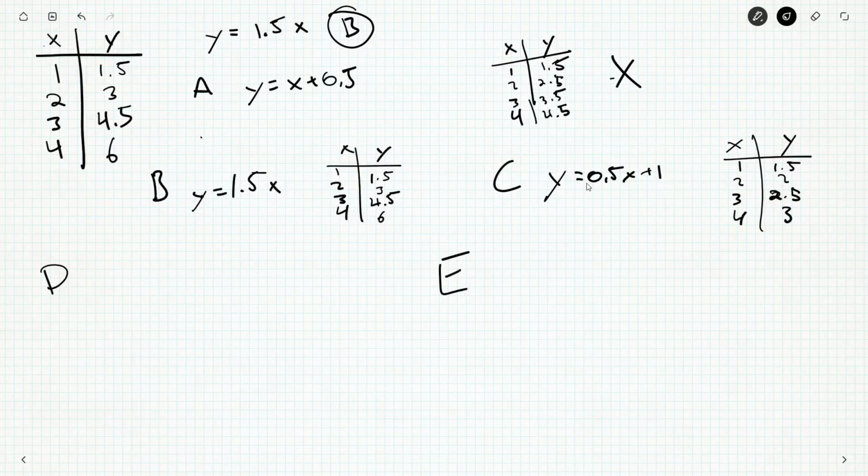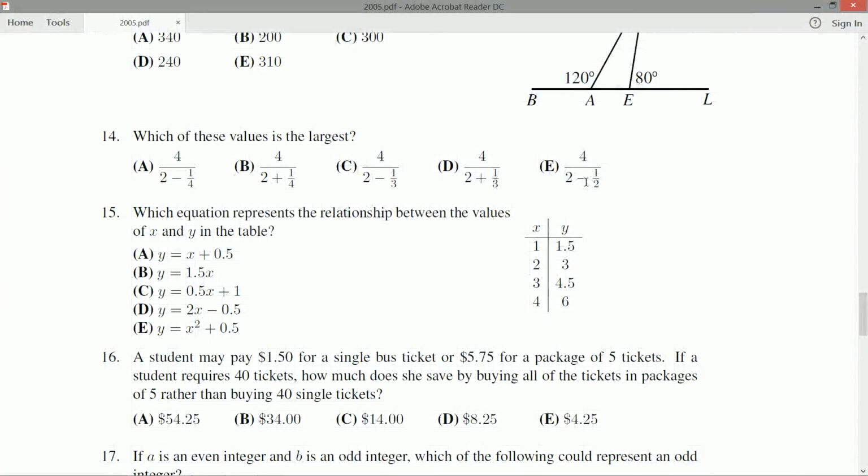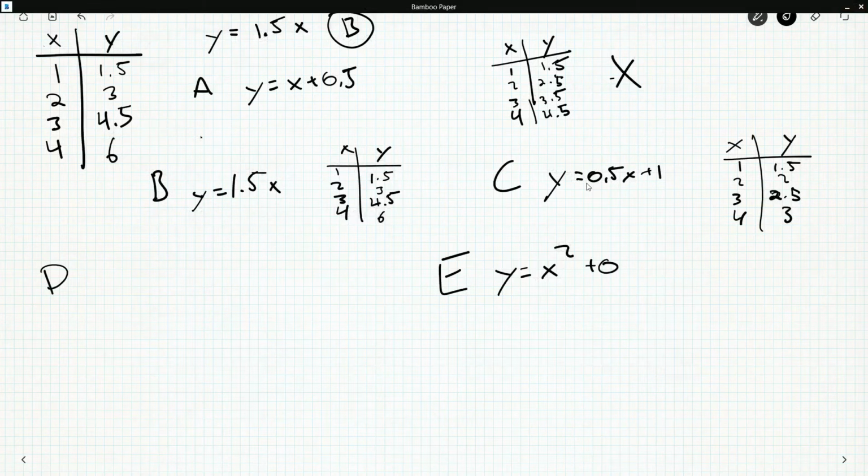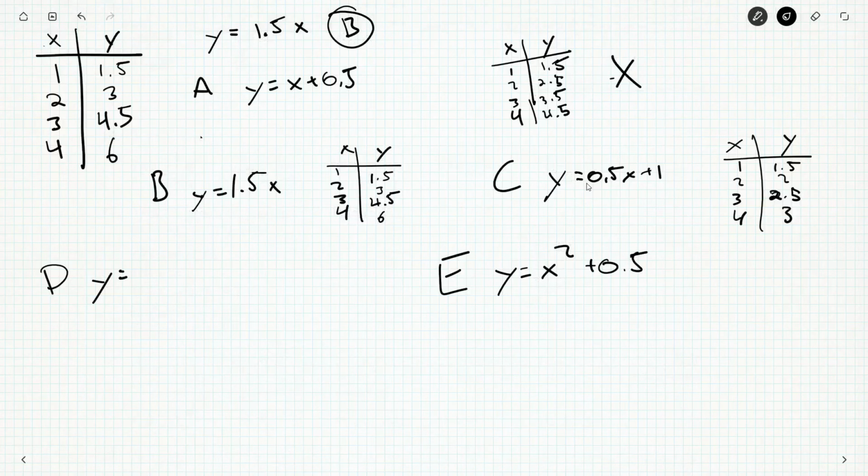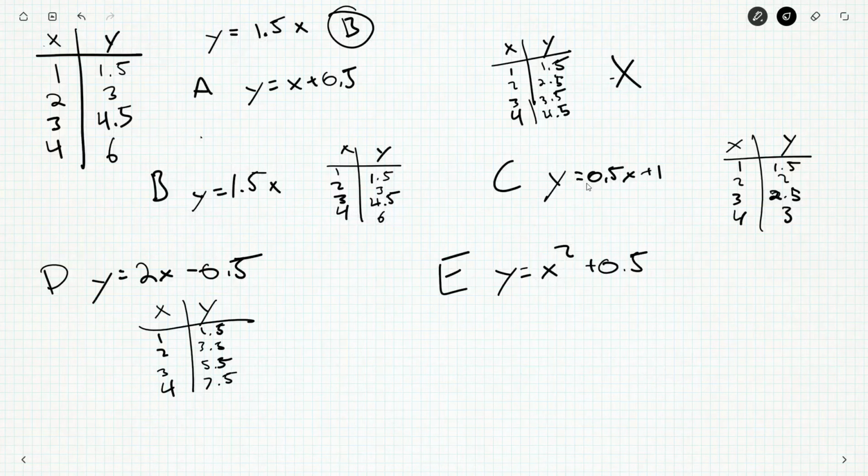We have D and we have E. I know E was y equals x squared something or other. X squared plus 0.5. And D is y equals 2x minus 0.5. All of these are designed to get that 1.5 right away. So 1, 2, 3, 4. 1 times 2 is 2, minus 0.5 is 1.5. 2 times 2 is 4, minus 0.5 is 3.5. Well, that's not going to work. Breaks down because we didn't get 3, we got 3.5.